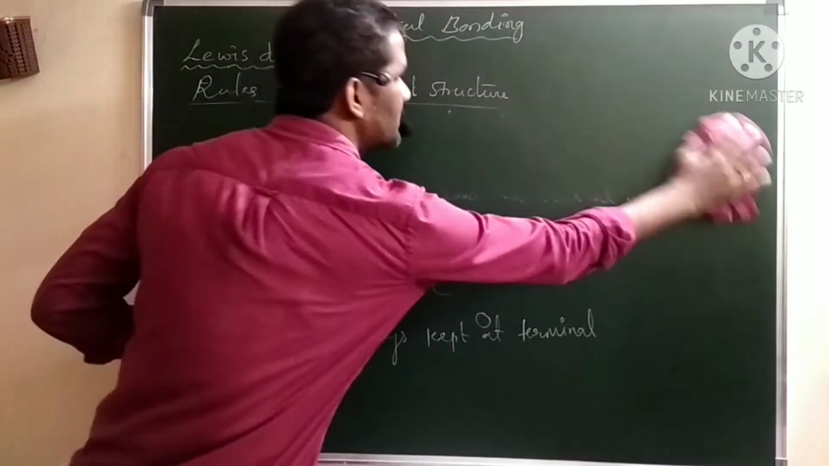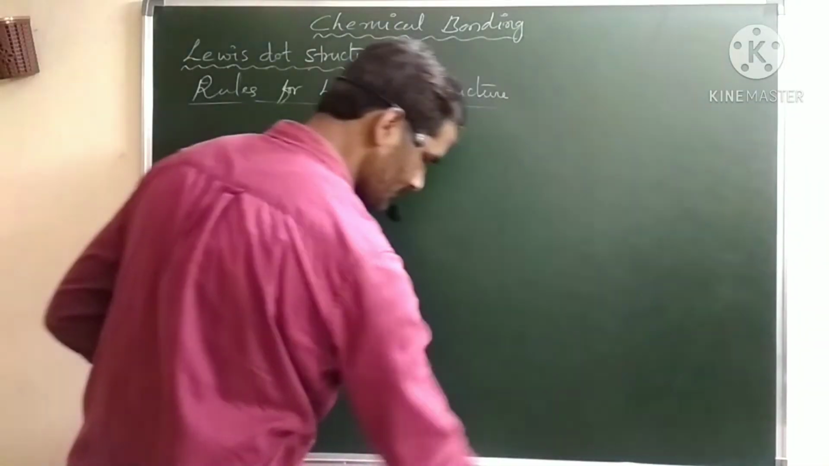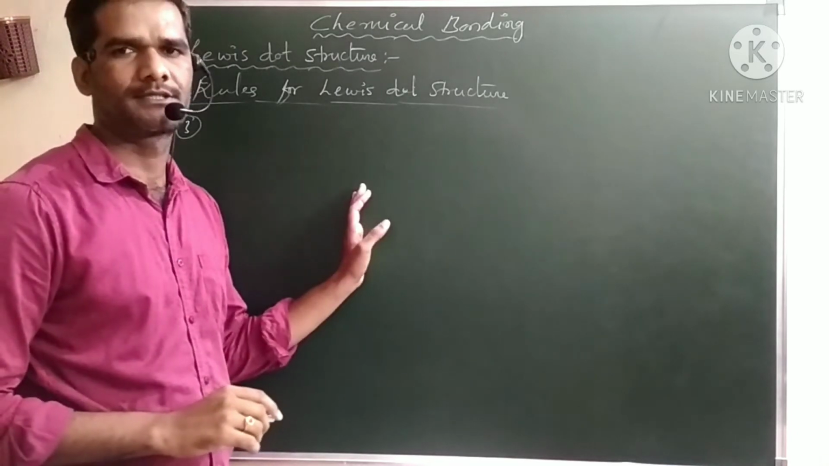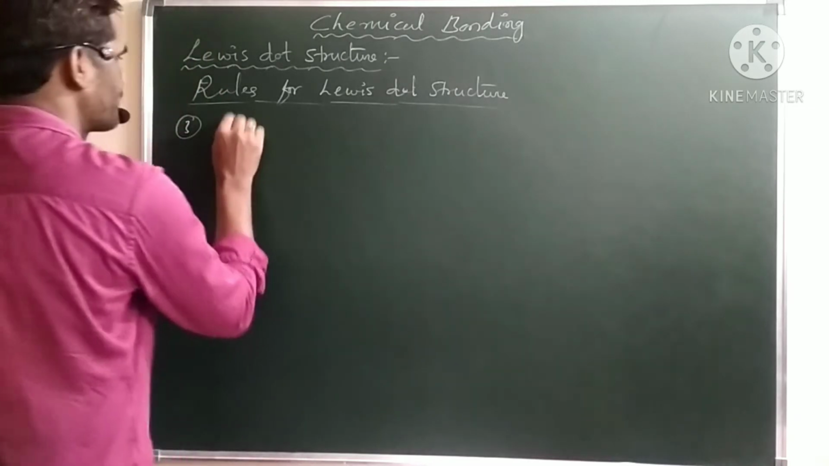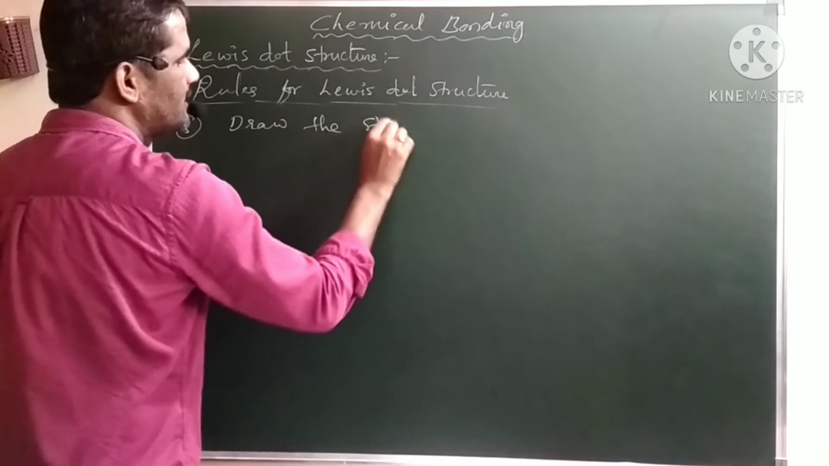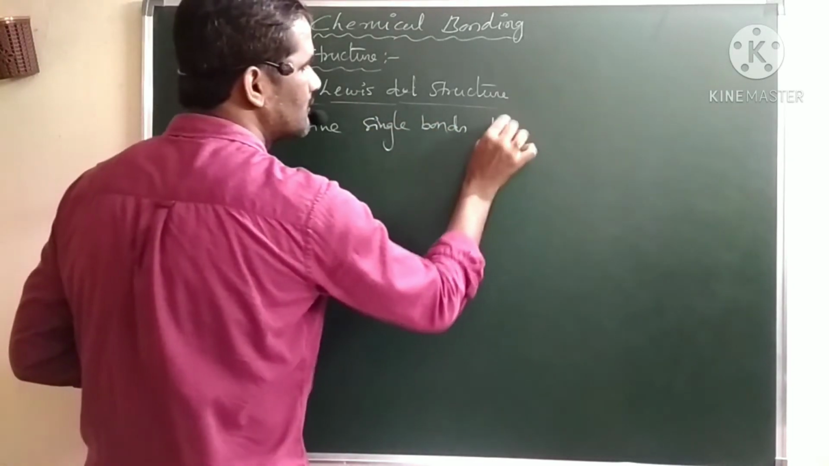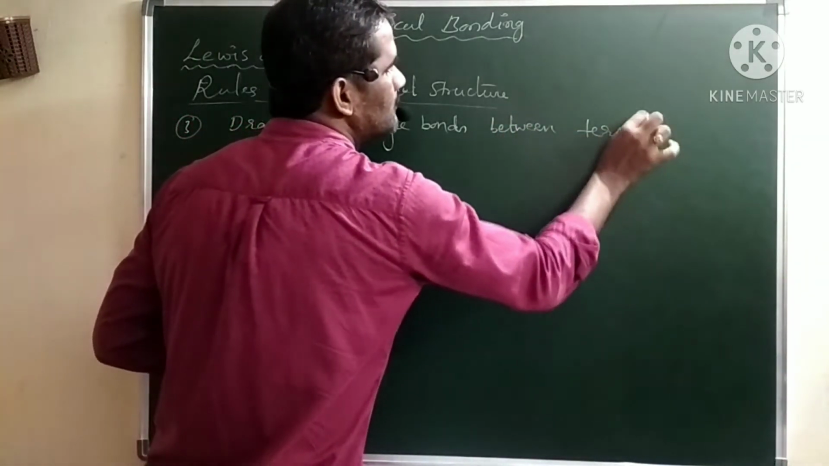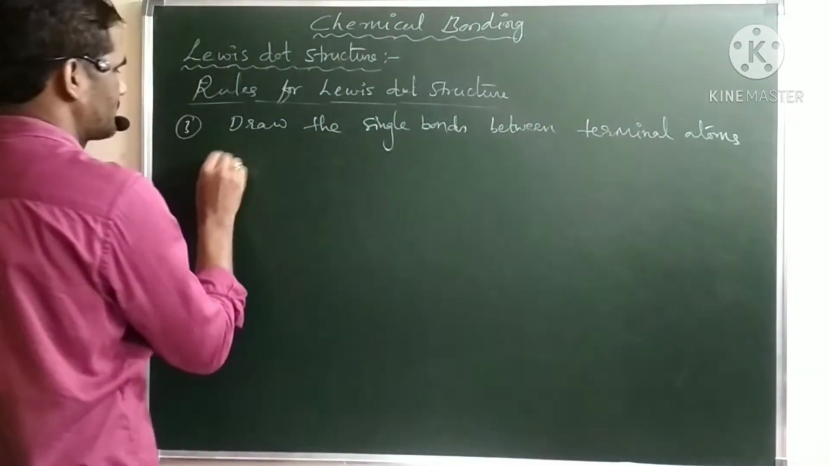And the third rule: after drawing that skeleton structure, we have to draw the single bonds between the terminal atoms and the central atom.